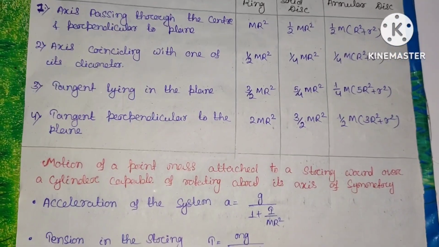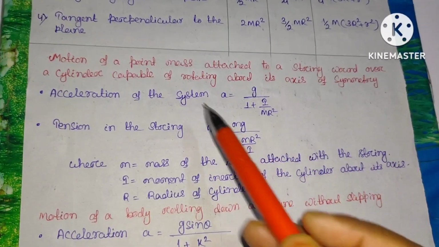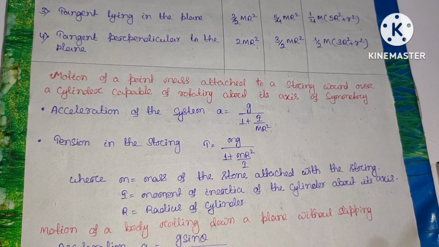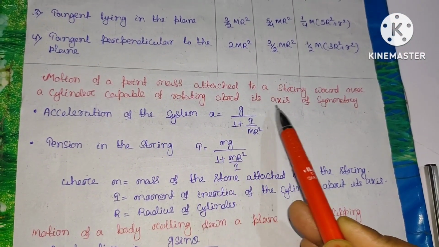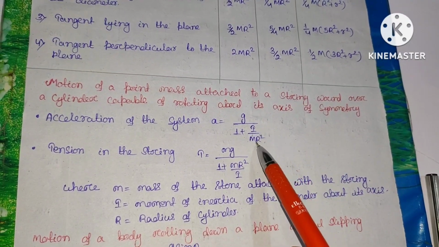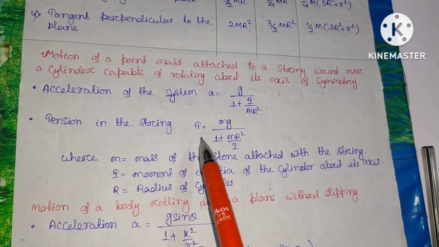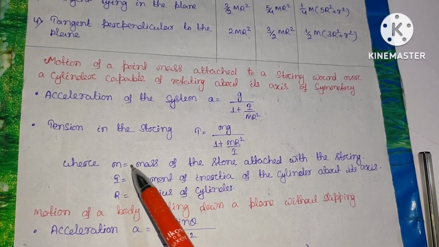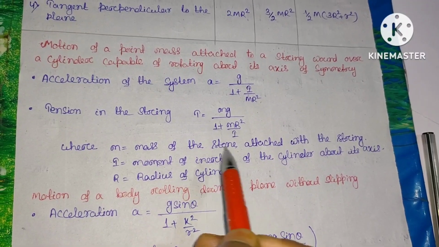So the next is motion of a point mass attached to a string wound over a cylinder capable of rotating about its axis of symmetry. For that case, the acceleration of the system is a equal to g, the acceleration due to gravity, divided by 1 plus I, the moment of inertia, divided by mr square. And the tension in the string is T equal to mg divided by 1 plus mr square by I, where small m is the mass of the stone attached to the string, or the mass of the particle.